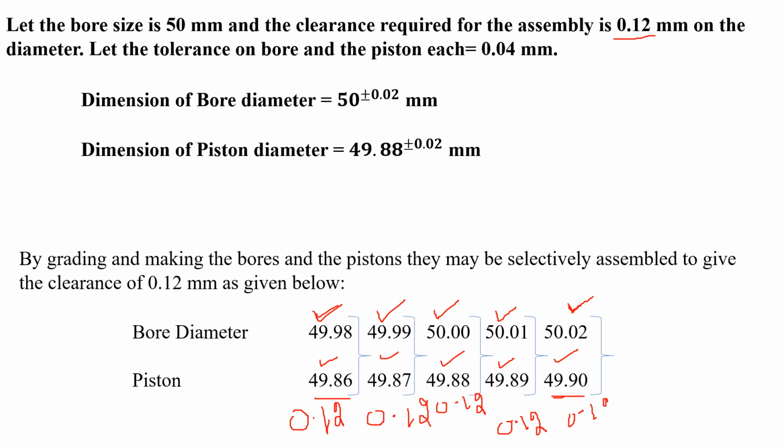So observe here that we are selecting the piston and the bore not randomly. Based on their dimensions we are selecting and making them into an assembly. So this is selective assembly.